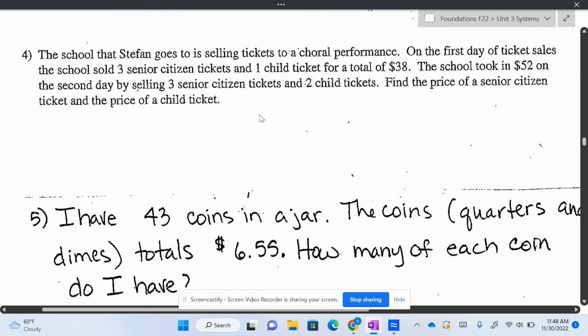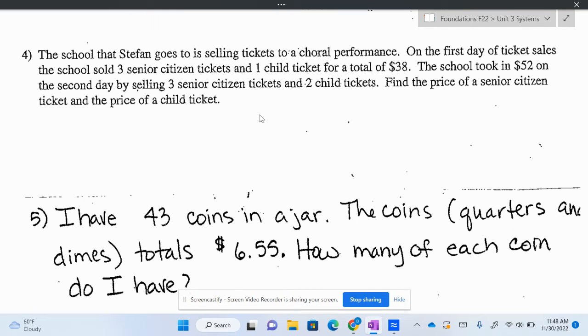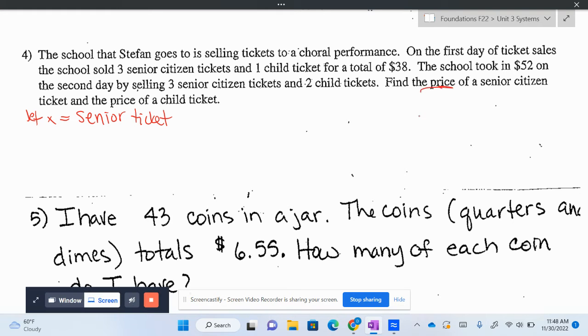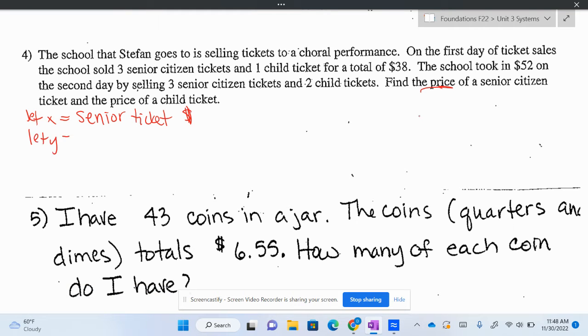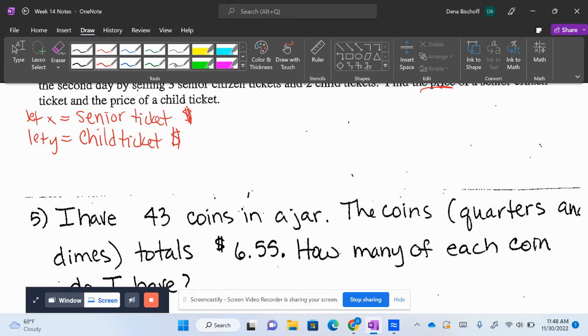So what kind of tickets are we selling? Senior and child. So I'm going to say let X equal a senior ticket. And it's asking us to find the price, so I'm going to put senior ticket and a money sign because that's what I'm trying to find. And then I'm going to let Y equal child ticket. And again, it's asking for the price, so I'm going to put the money sign after it. So senior ticket cost, child ticket cost. I never write out the word cost because a dollar sign is so much easier.